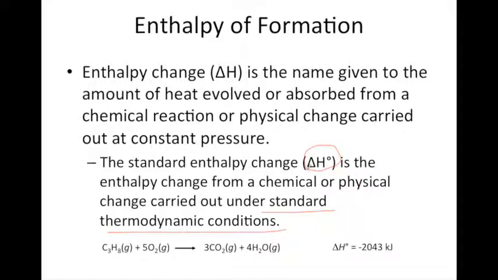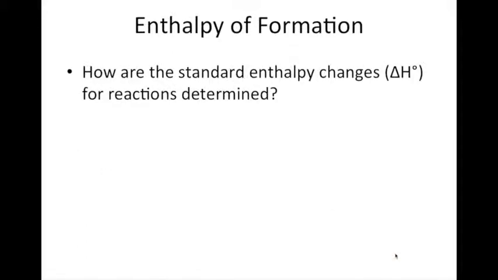So for example, this particular chemical reaction, the combustion of propane, has a standard enthalpy change of negative 2043 kilojoules. So that's the amount of heat that's released from this particular reaction when it's carried out under standard conditions. So how are these standard enthalpy changes determined?